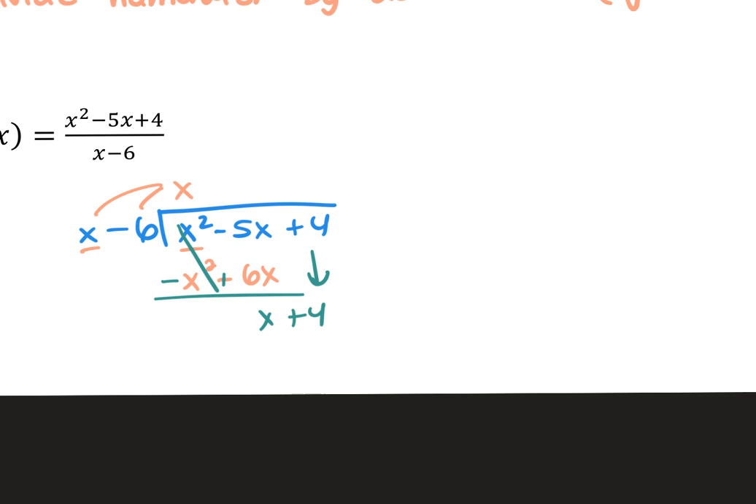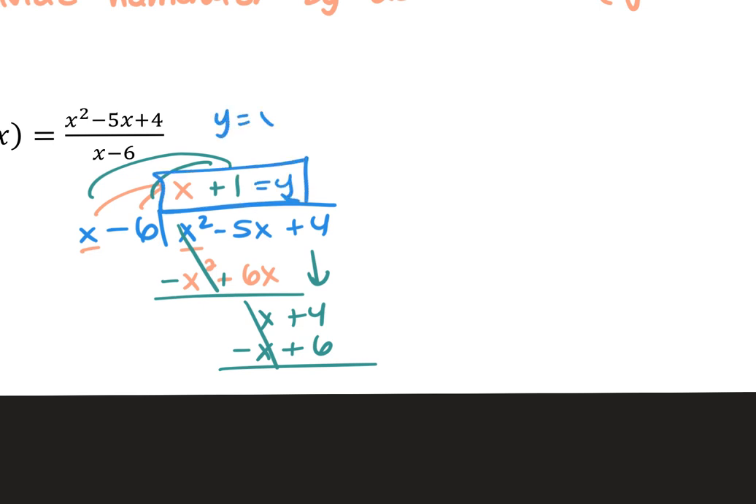And what do I have to multiply x by to get to x? 1. I multiply it times both. As long as that first one cancels, I ignore the remainder. It doesn't even matter what's there. What's at the top gets set equal to y, and that's my slant asymptote.